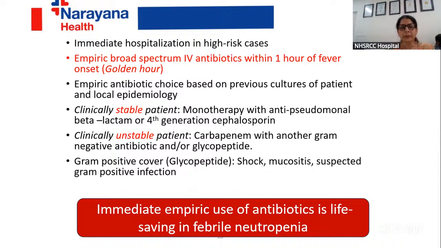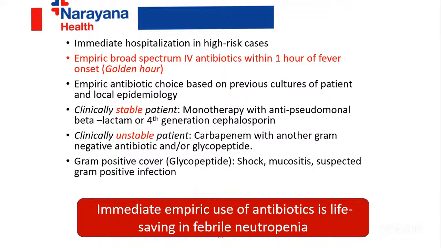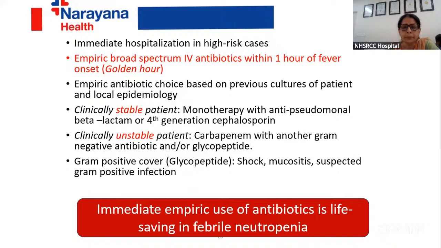Now, empiric antibiotic: how do we decide what antibiotic to give? If the child is stable, you give a monotherapy with either an anti-pseudomonal beta-lactam, usually piperacillin and tazobactam is preferred, or a fourth generation cephalosporin. But if the child is unstable, you can add another gram-negative antibiotic to the carbapenem and or glycopeptide. When do you do a gram-positive cover? When the child is in shock, has mucositis, or a suspected gram-positive infection.